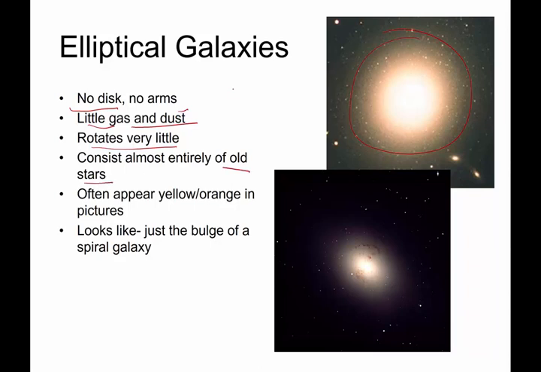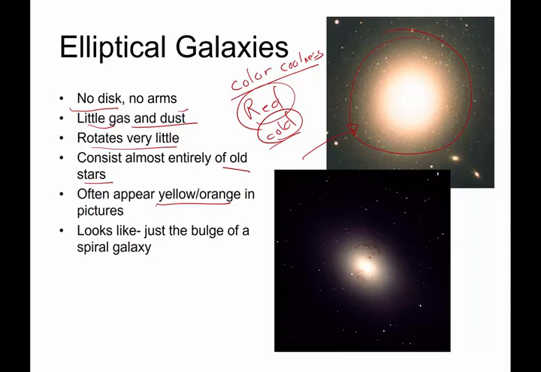Do you remember which color is an indication of coolness? All right, the cool color in astronomy is red. So red indicates cold, and stars that are older and dying and kind of going out, they're losing their light. A lot of elliptical galaxies are going to be kind of yellowy orange, and that yellow orangeness is an indication that these are old, cold stars. Elliptical galaxies also look like just the bulge of a spiral without the spiral arms around them.